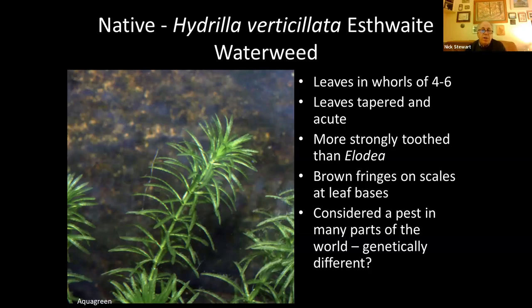But they are much more strongly toothed, quite obviously toothed to the naked eye. And a good confirmatory feature is that if you look right at the base of the leaf, there are little scales, and you get these scales in I think all the Elodea relatives. But the ones in Hydrilla have this brown fringe around them.